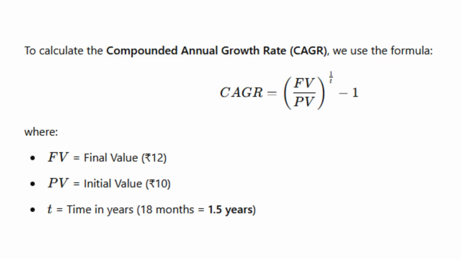To calculate the compounded annual growth rate, CAGR, we use the formula CAGR equals PV divided by FV, to the power of 1 divided by T, minus 1. Where FV equals final value, 12 rupees. PV equals initial value, 10 rupees. T equals time in years, 18 months equals 1.5 years.